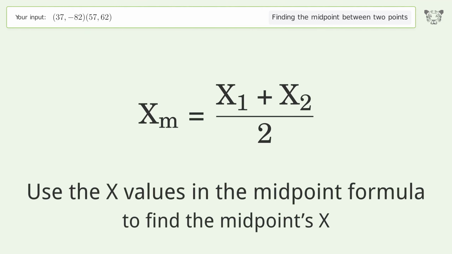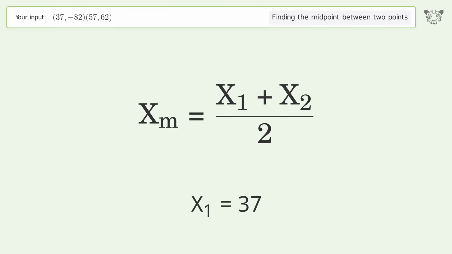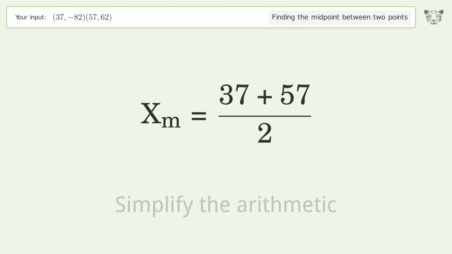Use the x values in the midpoint formula to find the midpoint's x. x1 equals 37. x2 equals 57. Simplify the arithmetic.